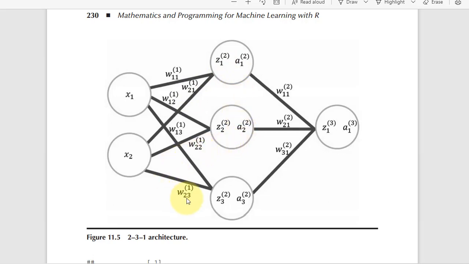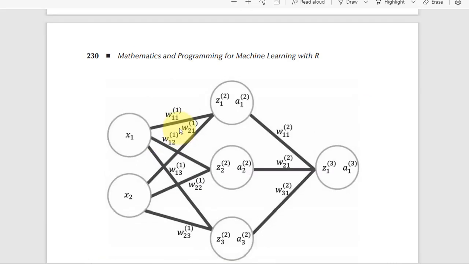Like this one is 2, 3. What does that mean? This 2 tells me where it's coming from in the layer to the left, so it's coming from here. And this 3 tells me where it's going to in the layer on the right, so it's going to node 3. So that's how we've set up the subscripts. W23, W13: again, W13 must be coming from here, and it's going to here. So that is how we're labeling these weights.